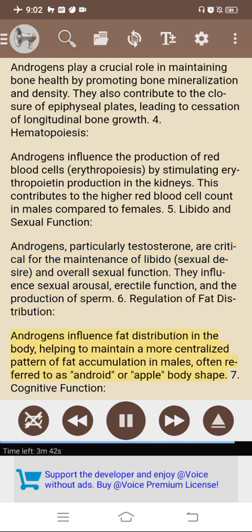6. Regulation of fat distribution. Androgens influence fat distribution in the body, helping to maintain a more centralized pattern of fat accumulation in males, often referred to as android or apple body shape.